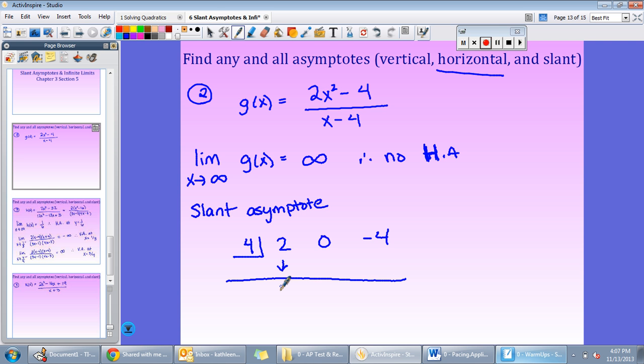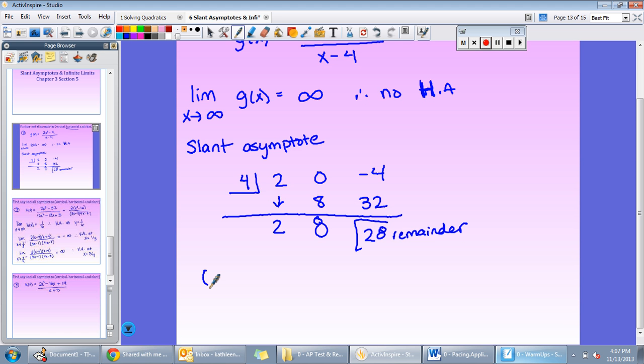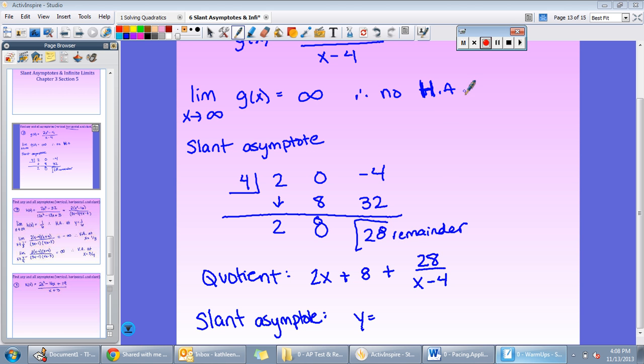Alright, so we're going to bring down our 2, multiply, add, and then multiply, and then add, and here is our remainder. Okay. So our quotient is 2x plus 8 plus 28 over 4 minus x, and our slant asymptote is the polynomial part of our quotient, so just 2x plus 8.